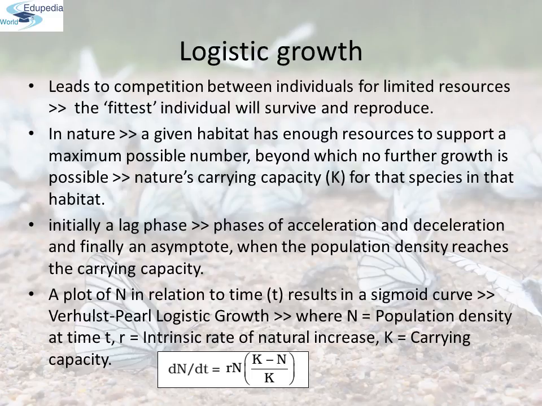This type of population growth is called Verhulst-Pearl logistic growth and is described by the following equation: dN/dt = rN (K minus N)/K, where N is the population density at time t, r is the intrinsic rate of natural increase, and K is the carrying capacity. Since the resources for the growth of most animal populations are finite and become limiting sooner or later, the logistic growth model is considered more realistic than the exponential growth model.